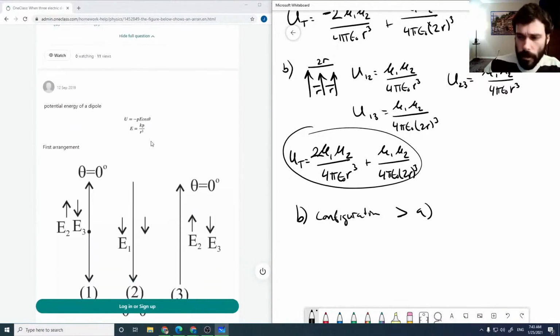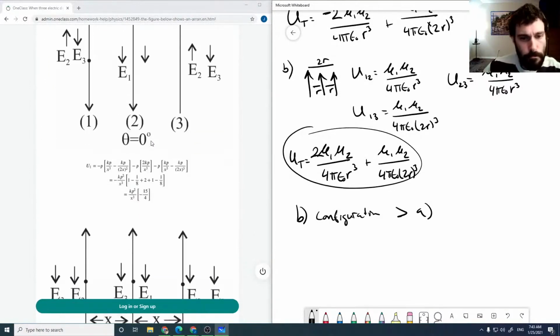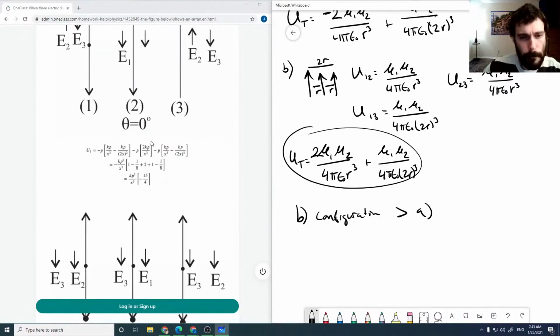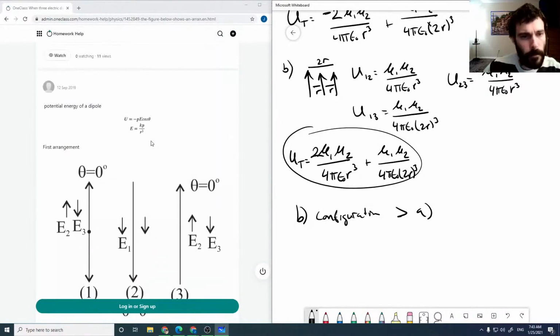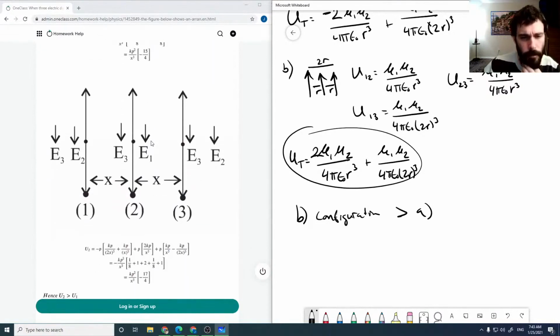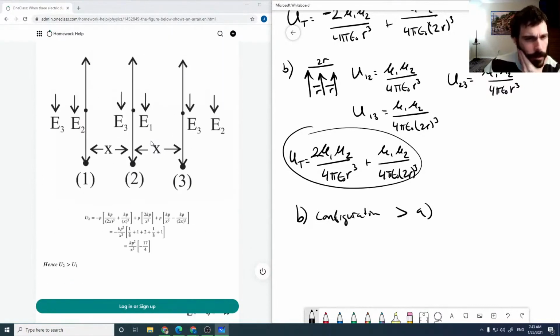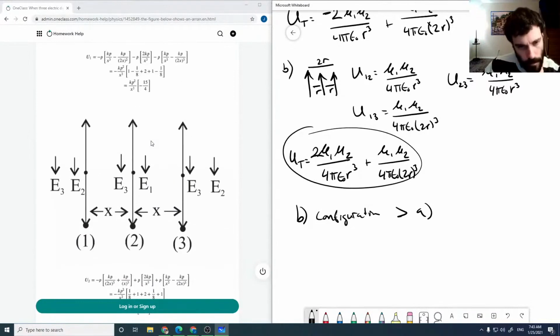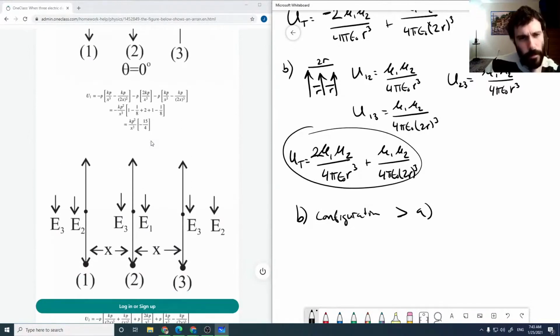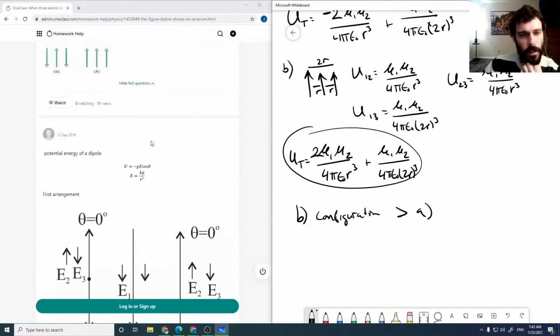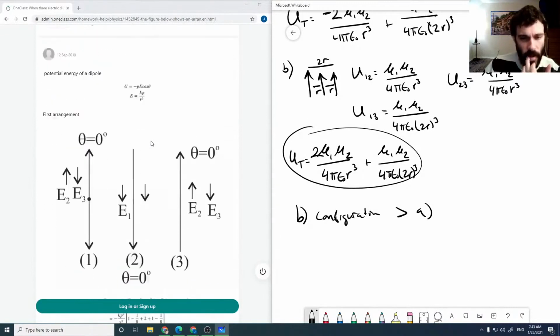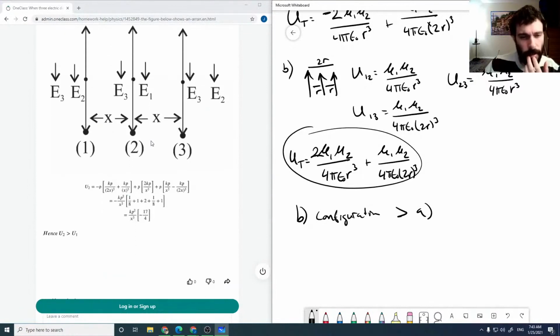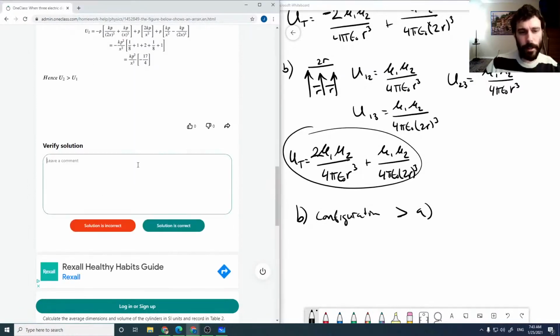So looking at our solution here, they computed it from the electric fields in each case, but that's okay. In the end, we get that the second configuration is greater. So that looks good.